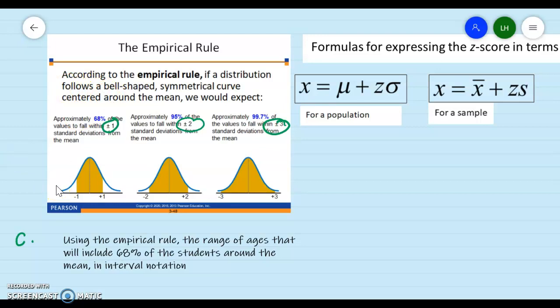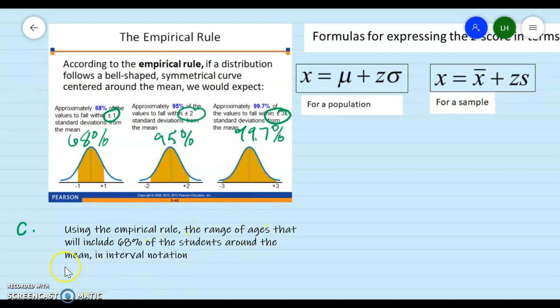So you kind of just need to memorize that 68% are going to fall within 1, 95% are going to fall within 2, and 99.7% are going to fall within 3. So we're going to use the empirical rule to figure out the values here. The way that you're going to do that is 68%, so that is 1. So Z is going to be 1. If it was 95%, it would be 2. And if it was 99.7%, it would be 3. Because remember, Z tells us the number of standard deviations.